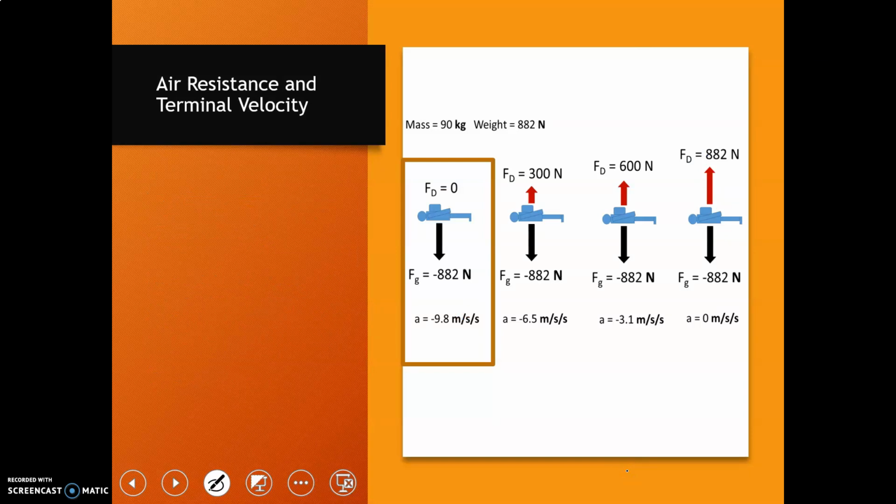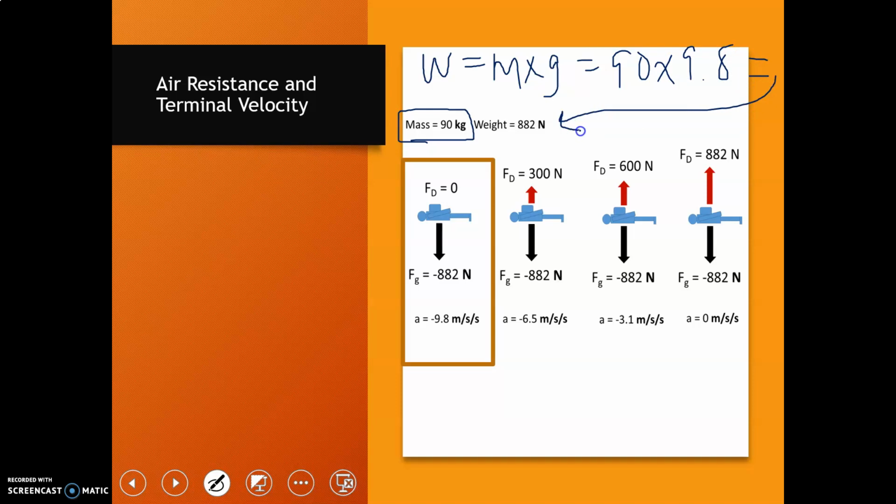So let's look at another scenario. We have a person who has a mass of 90 kilograms. And remember, to find the weight of a person, we're going to do mass times gravity. So when you do 90 times 9.8, you're going to get 882. So we have a weight vector on each of these parachuters, or people jumping out of the air, falling through the sky. Not really sure what's going on. It looks like their parachute is not deployed. But you'll notice that the gravity force acting on the person is the same: 882 newtons down, or negative. Negative sign because it's a downward vector.